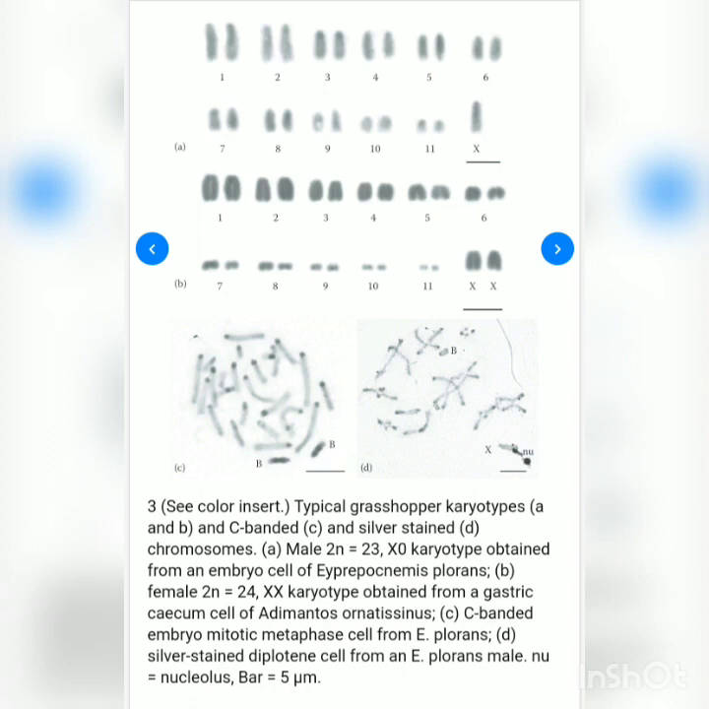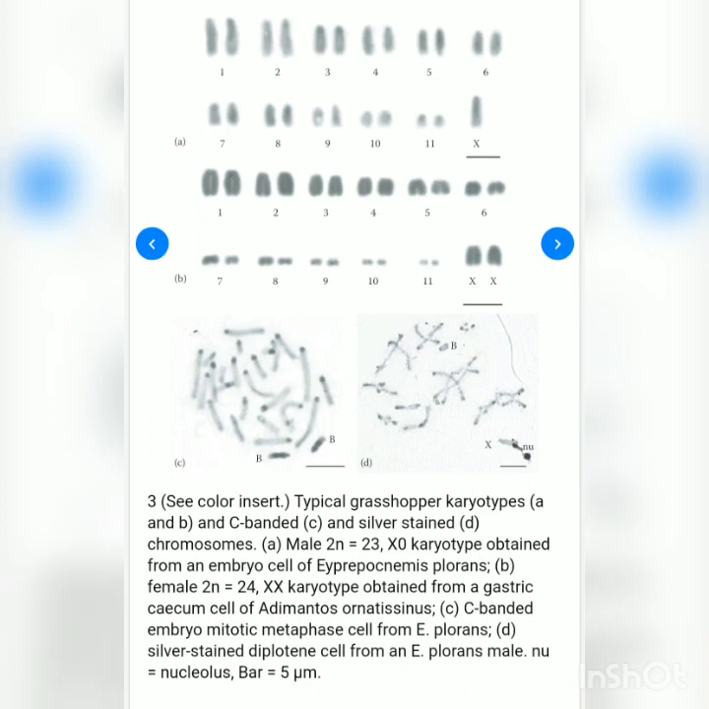So this is a figure. See figure A. It has 22 autosomes and 1 X0. It is the karyotype of a male grasshopper. Figure B is 2n equal to 24; since there is double X, it is the karyotype of a female grasshopper. And figure C is showing the C banding of mitotic metaphase from one of the species of grasshopper. So that's all about the karyotypes of grasshopper, Drosophila and humans.